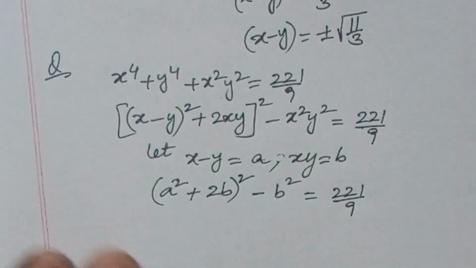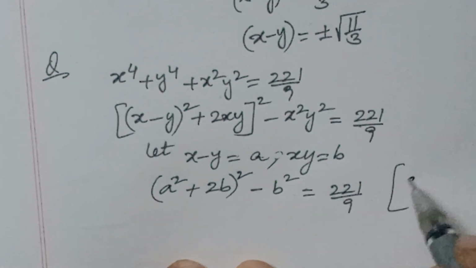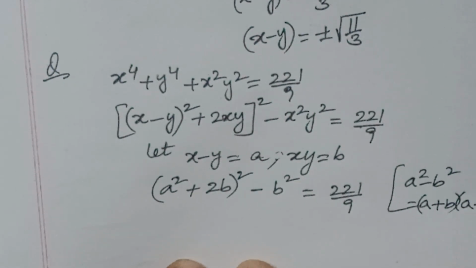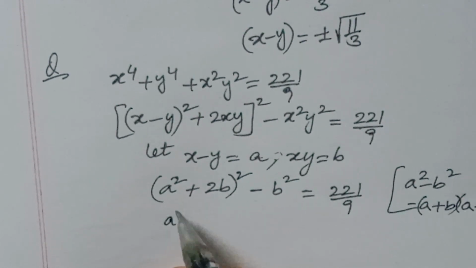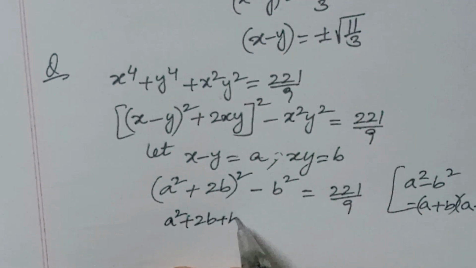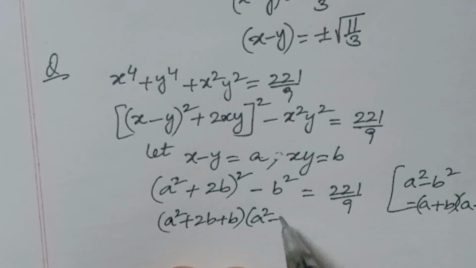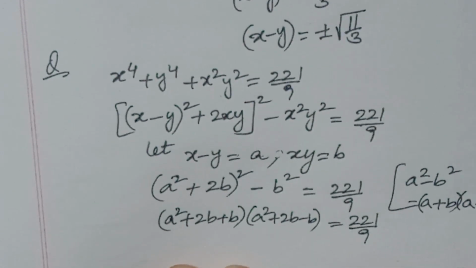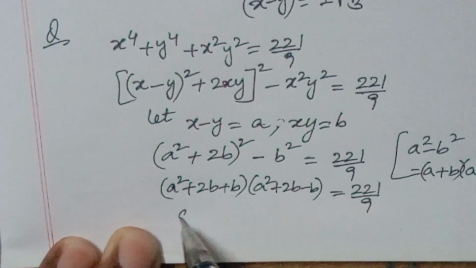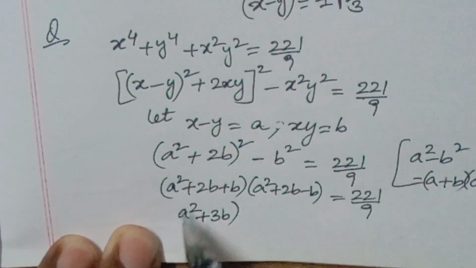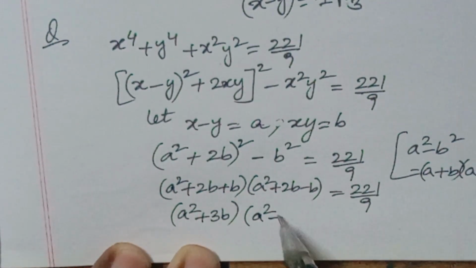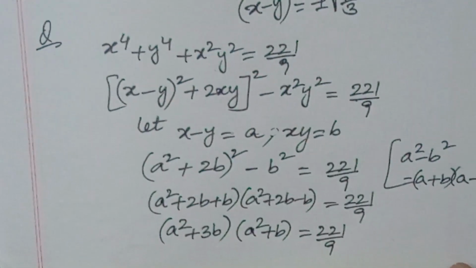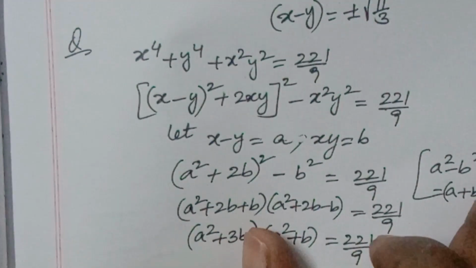Now again it is in the form of a square minus b square is equal to (a plus b)(a minus b). So here we will get (a square plus 2b plus b) into (a square plus 2b minus b) is equal to 221 by 9. So (a square plus 3b) and (a square plus b) is equal to 221 by 9. We'll continue in the next page.